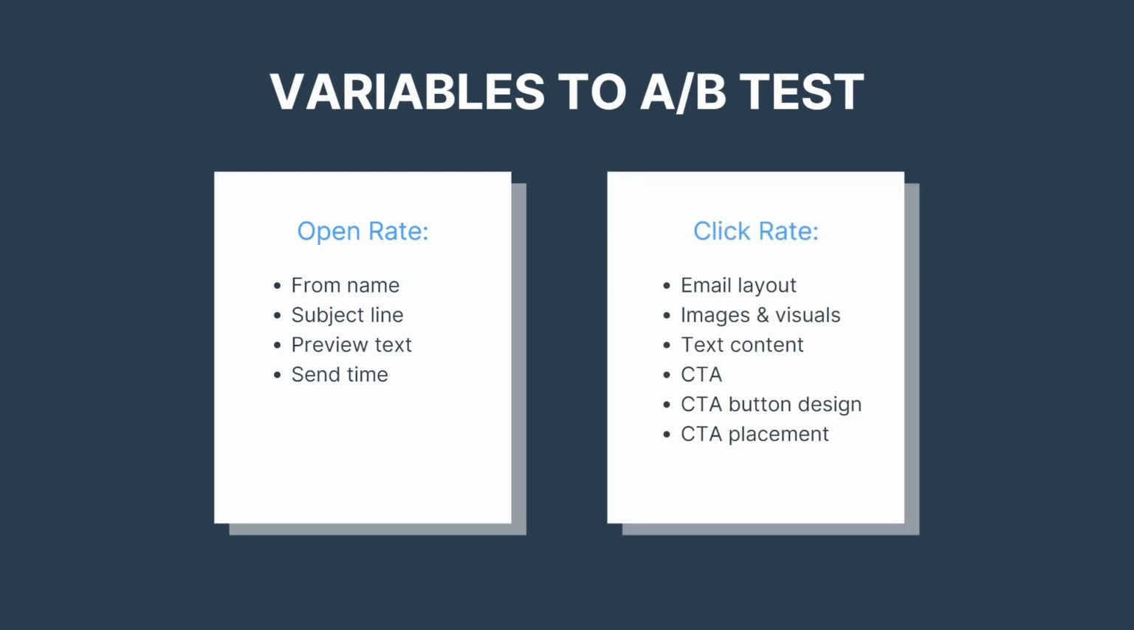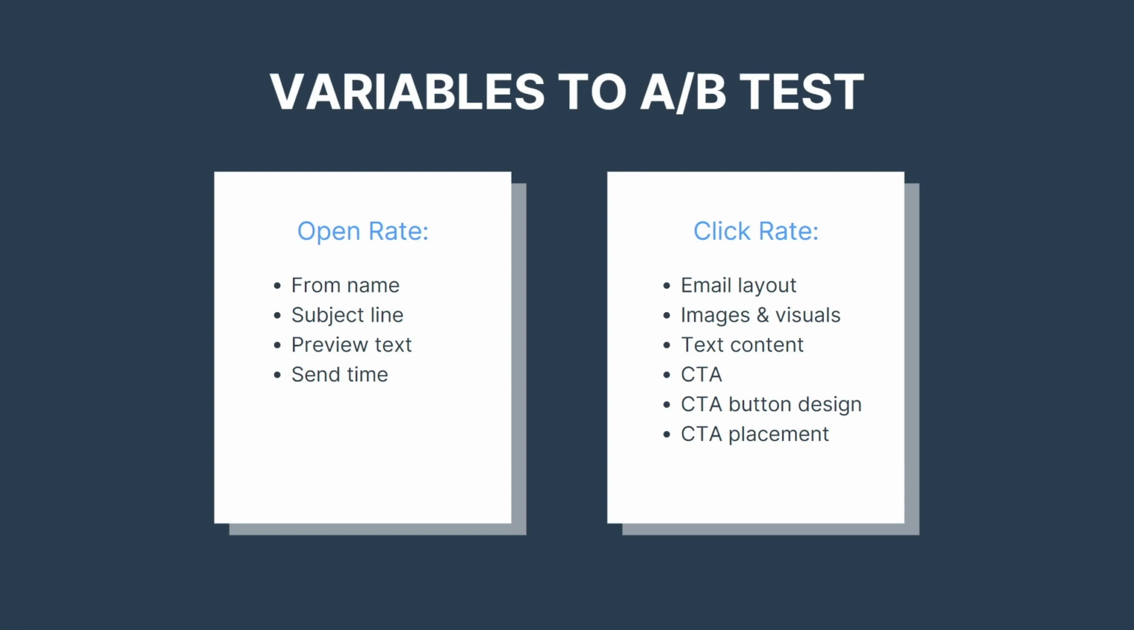If your goal is to improve your click-through rate, you can test variables like the email layout, using different images and visuals, maybe switching up the text content, or even your CTA. Some examples of tests you could run here are using different colors for your CTA button, maybe changing up the placement of the CTA within your email, or even test sending plain text emails versus emails with a design layout.